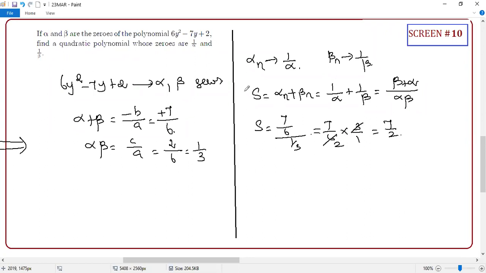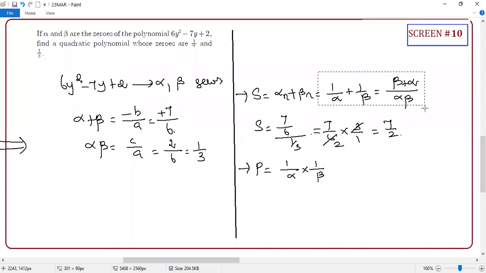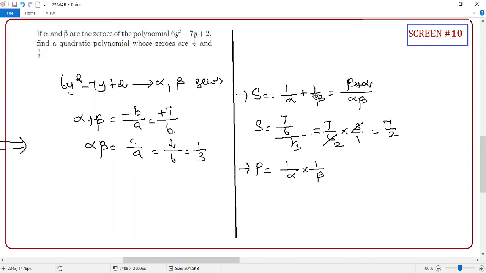What is the product? The product is 1 by alpha into 1 by beta. You don't even need to introduce this letter here, because the reciprocal of the zeros' product is the new product. Without this step also, you can directly write the sum and product. See the beauty here: no evidence that I used alpha and beta, correct or not? So 1 by alpha beta, what is the answer? 1 upon 1 by 3 will become 3.